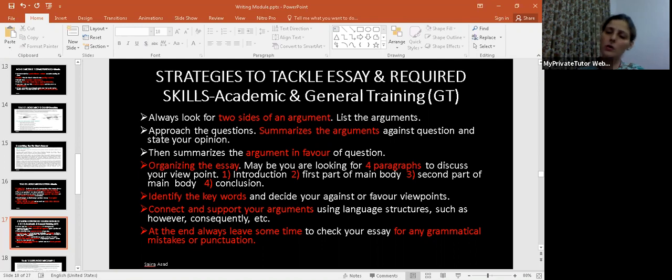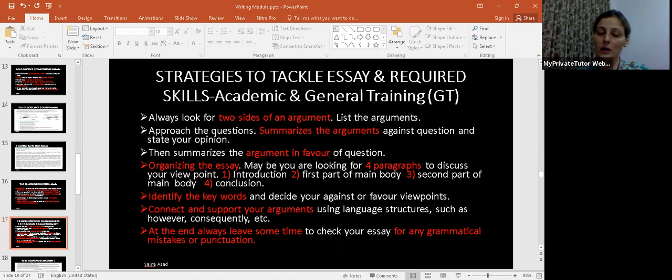Give 1 example, 1 or 2 examples, more than enough. Connect and support your argument using language structures. The connectives are very, very important. If you're discussing, you talk with others, you bring a different creativity in your communication also, to impress people. When you give presentations, you use good words, you present yourself. So in writing also, your writing is going to impress others. So use the connectors, the flow of the communication.